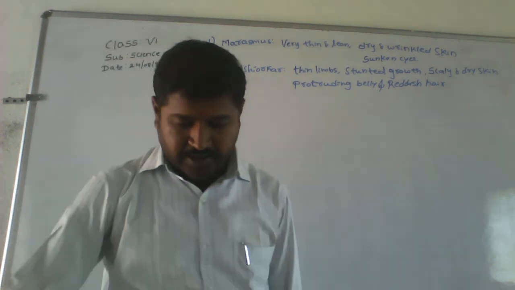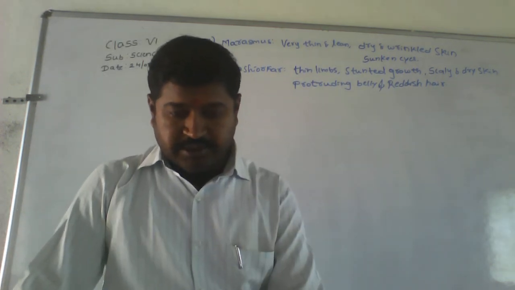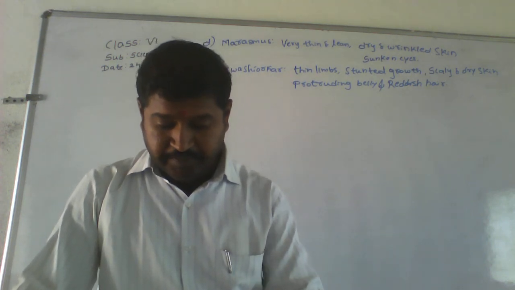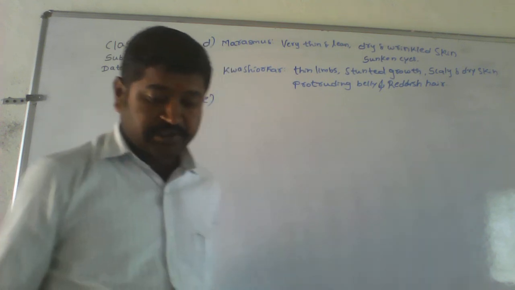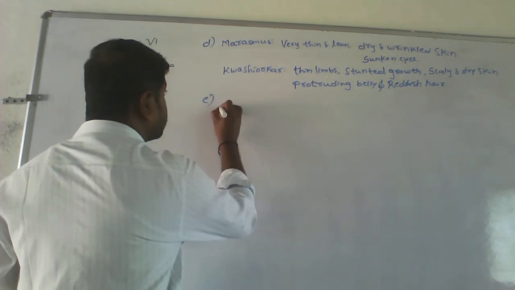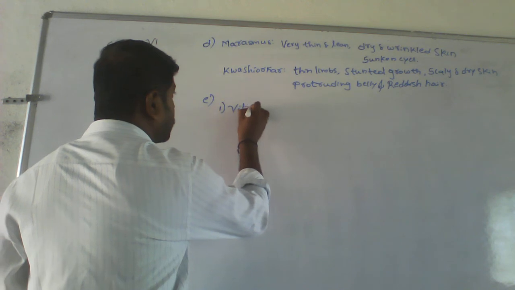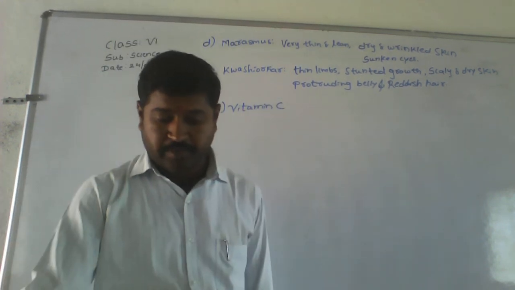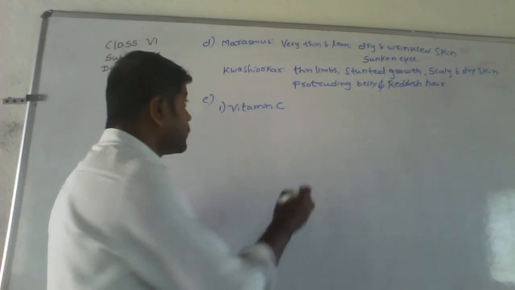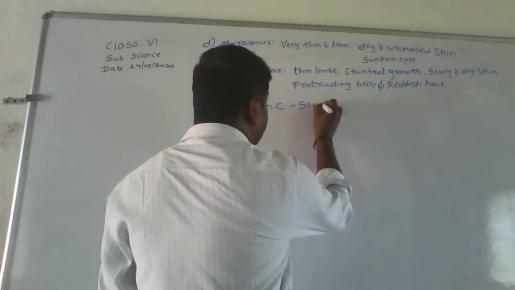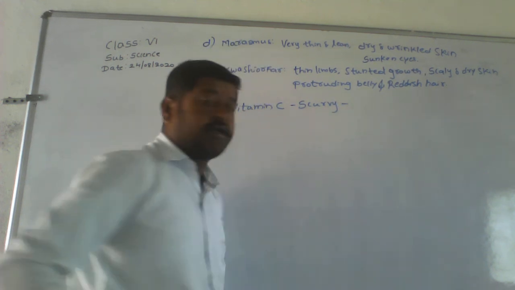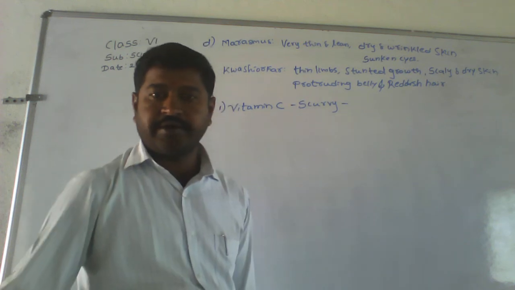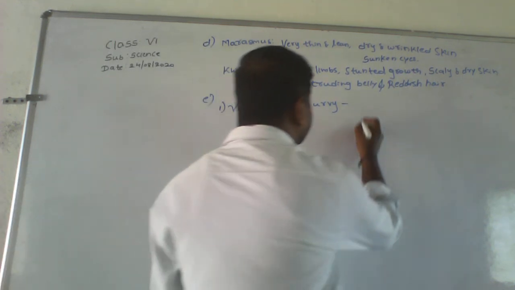Then last we have, what is that? Name the diseases caused due to the deficiency of vitamin C, vitamin D, and vitamin B. So due to vitamin C, the disease caused is scurvy, and its symptoms are bleeding gums and loose teeth.